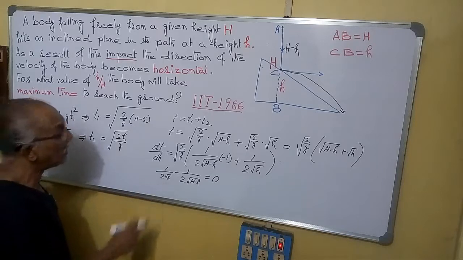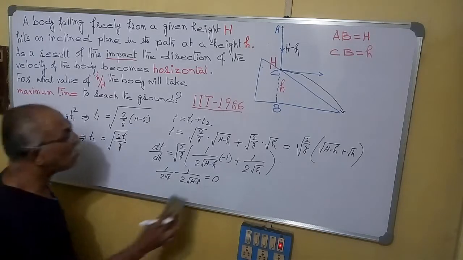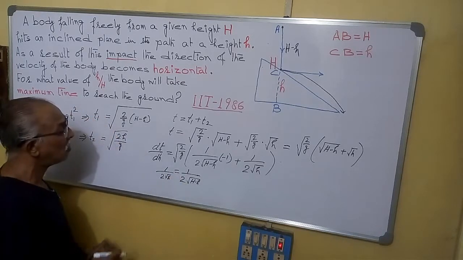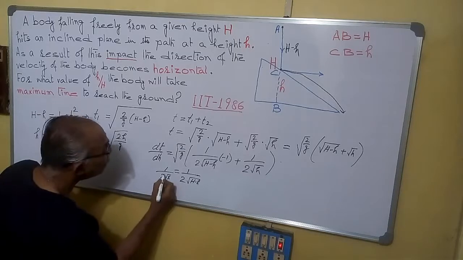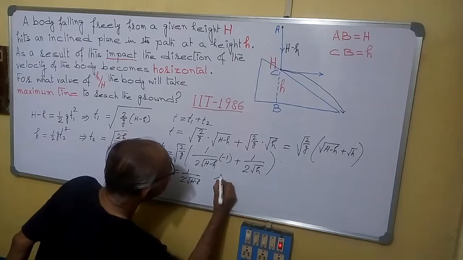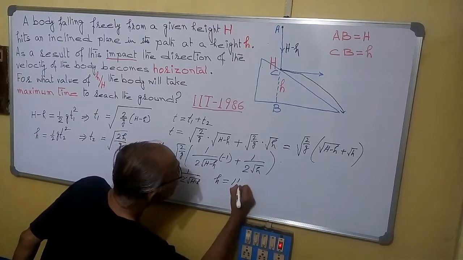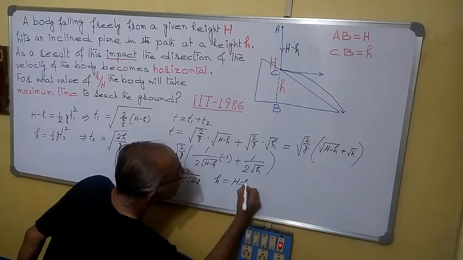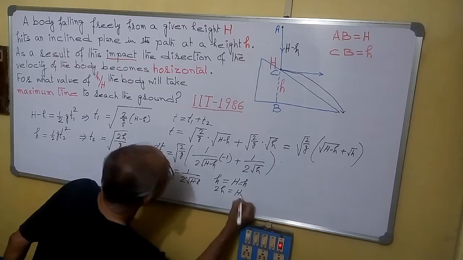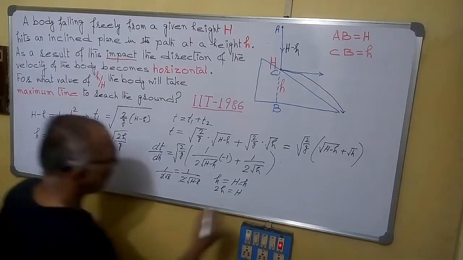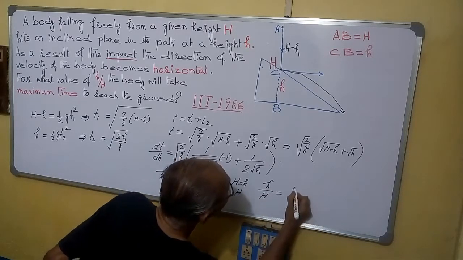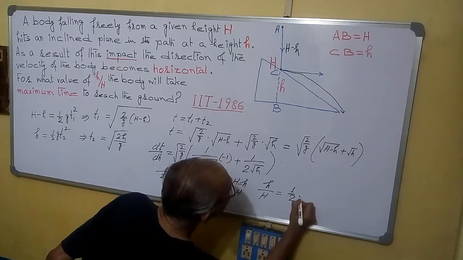So from here we can easily write that this one equals this one. From here again we can cancel the 2. So root h equals root of (H minus h), or small h equals H minus h, or 2h equals capital H. So what we have to find? h by H equals 1 by 2. This we have to find.